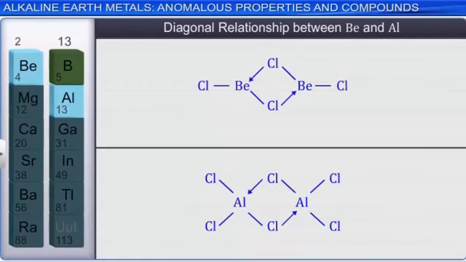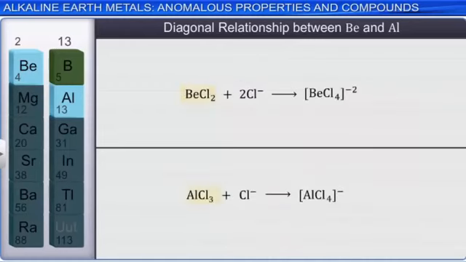Both the chlorides are strong Lewis acids, acting as electron pair acceptors in chemical reactions, as shown in the reaction given here. Both the chlorides are used as catalysts in the Friedel-Crafts reaction shown here. Both beryllium ions and aluminium ions form complex ions.